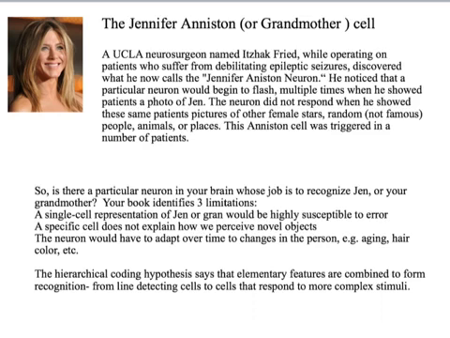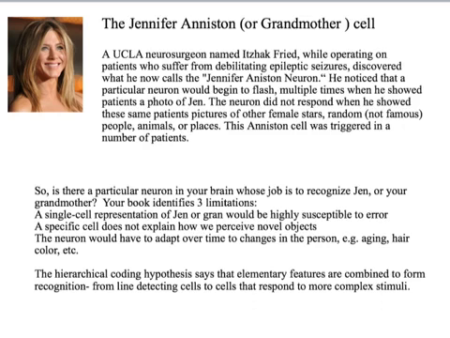So, is there a particular neuron in your brain whose job is to recognize Jen or your grandmother? Your book identifies three limitations. A single cell representation of Jen or Gran would be highly susceptible to error. So it would be problematic if you just had one neuron that told you who your grandmother was and that misfired, you'd be confused. The second is that a specific cell does not explain how we perceive novel objects. So if something new comes into our area, how is it that we perceive that?